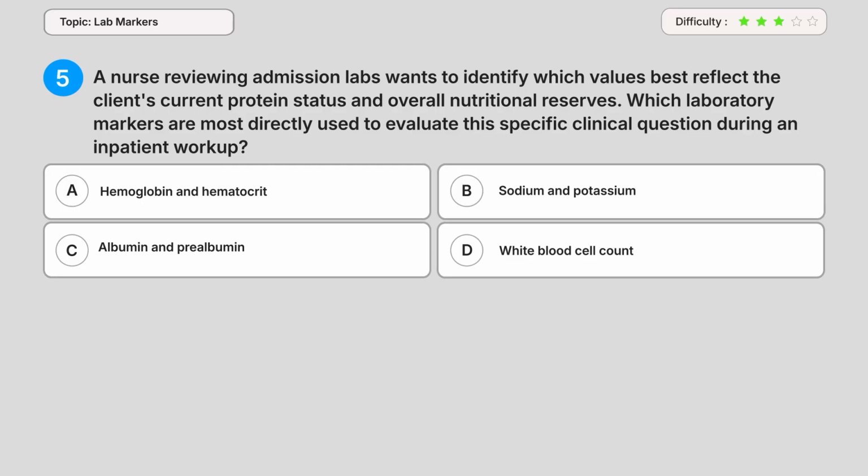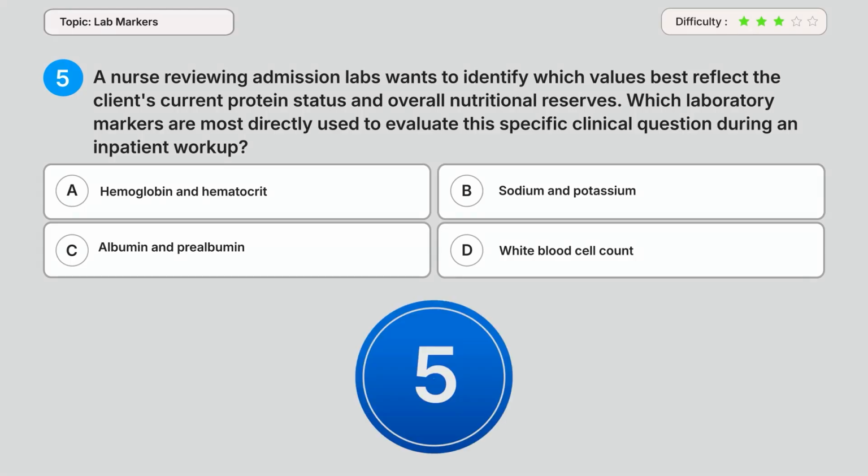A. Hemoglobin and hematocrit. B. Sodium and potassium. C. Albumin and prealbumin. D. White blood cell count. What do you think is the answer?